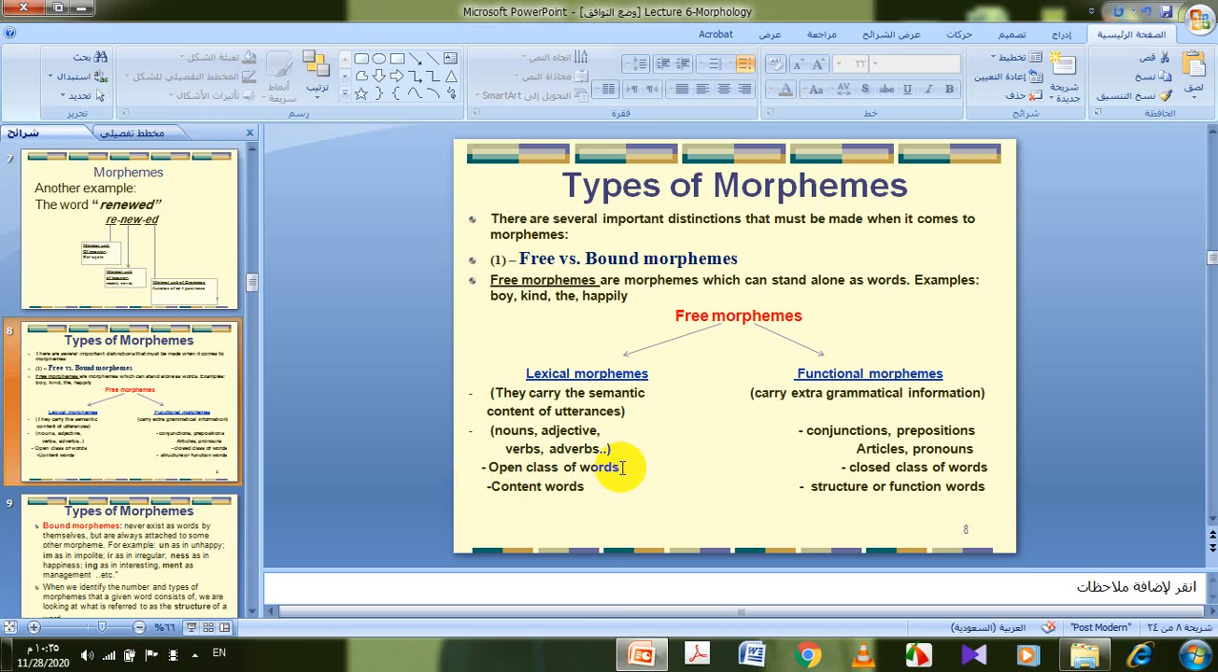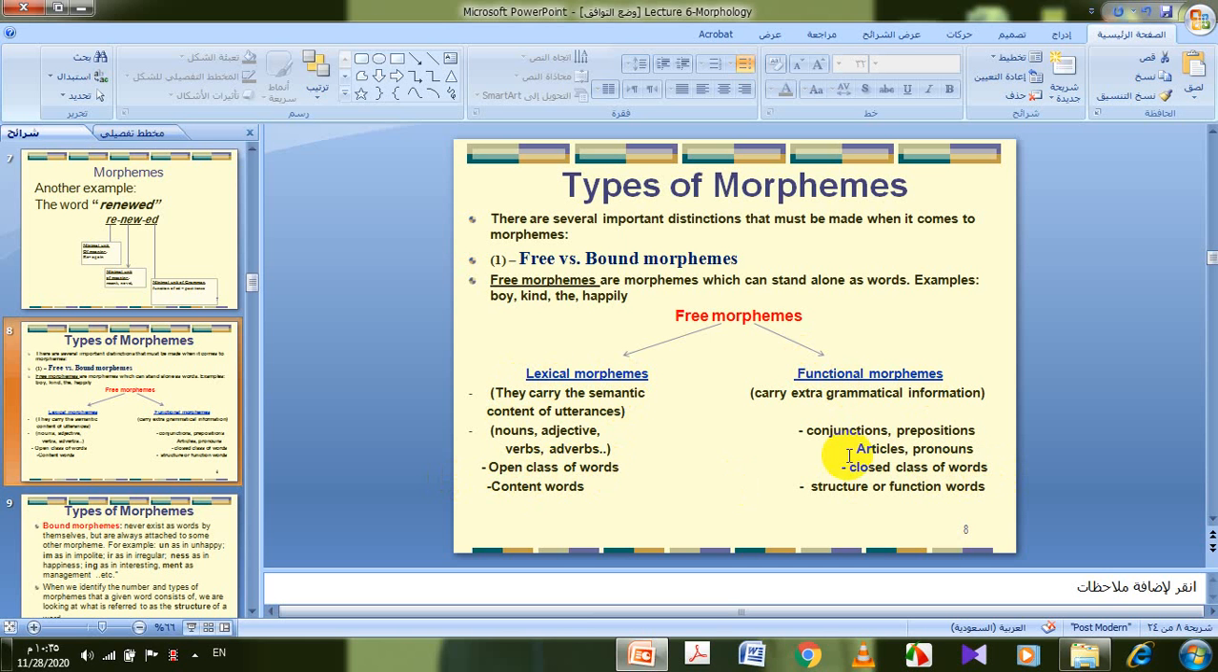Okay, with this vast technology we are having nowadays, every day we have new words, a new coinage of words. This is called coinage, words that are newly coined. Every day we have words that are coined, صك كلمات جديدة. And that's why lexical morphemes are open class of words. This is closed class of words. Functional morphemes are closed class of words.